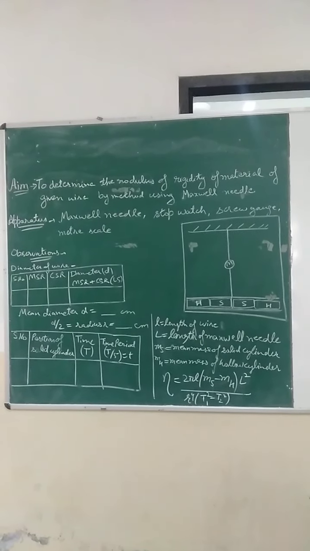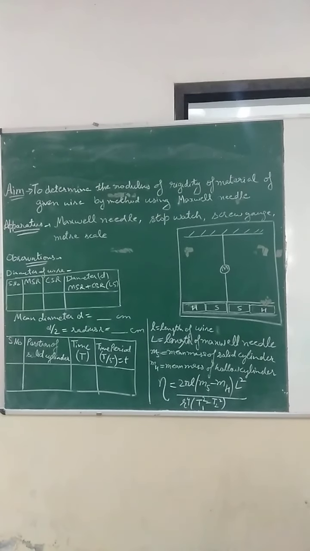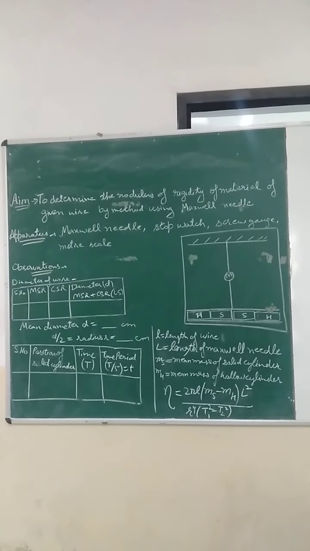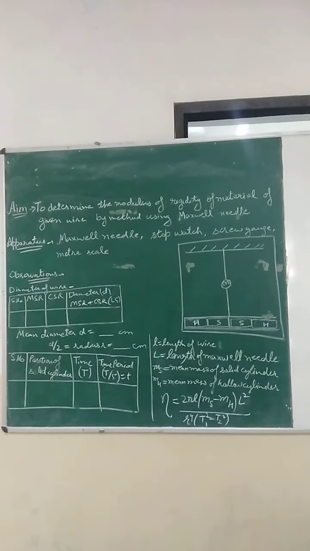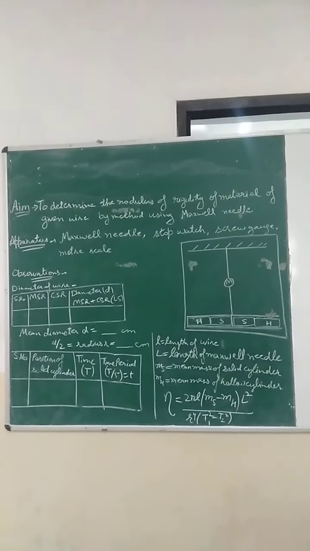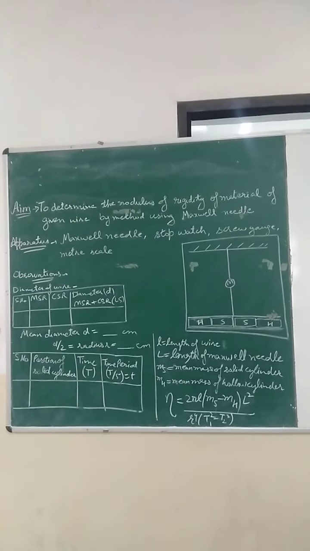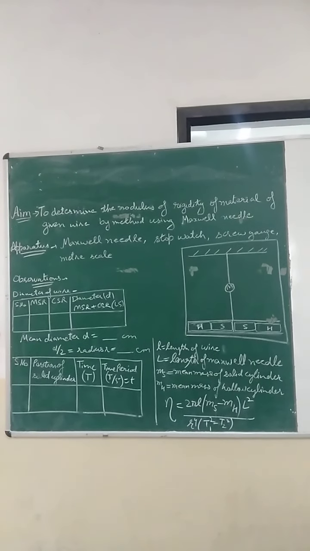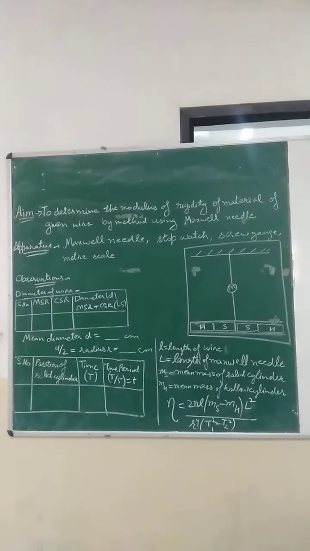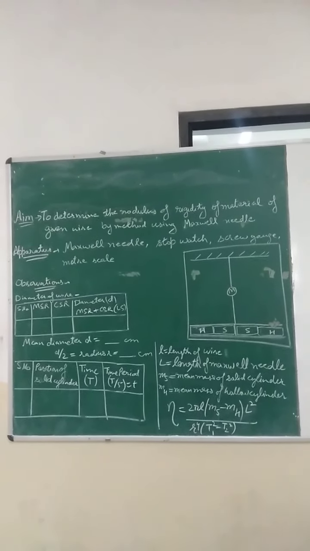Good morning class. Here is a practical where we have to determine the modulus of rigidity of any material. Here the material is a wire, and I have to measure the elasticity of that wire, that is, how many oscillations a wire can take without breakage. So that is the method, and I am using a Maxwell needle with the help of which I will measure the modulus of rigidity, that is, how rigid that material is to take the oscillations. So the practical is to determine the modulus of rigidity of the material of a given wire with Maxwell needle.